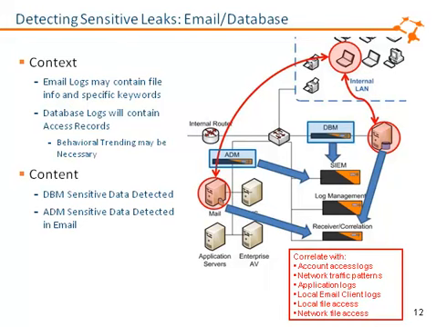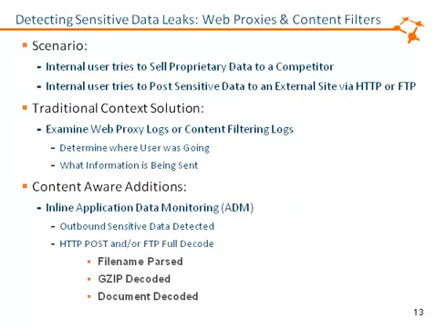So let's look at another scenario. Another scenario is an internal user tries to sell proprietary data to a competitor. Internal user tries to post sensitive data to an external website via HTTP or FTP. Traditional context SIEM, how would you identify this?